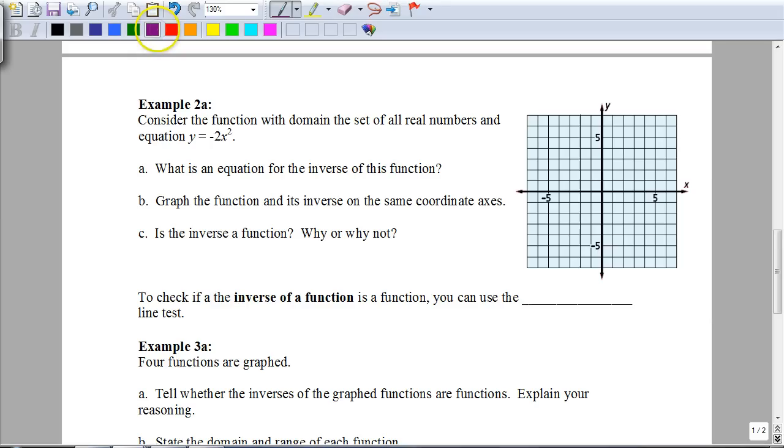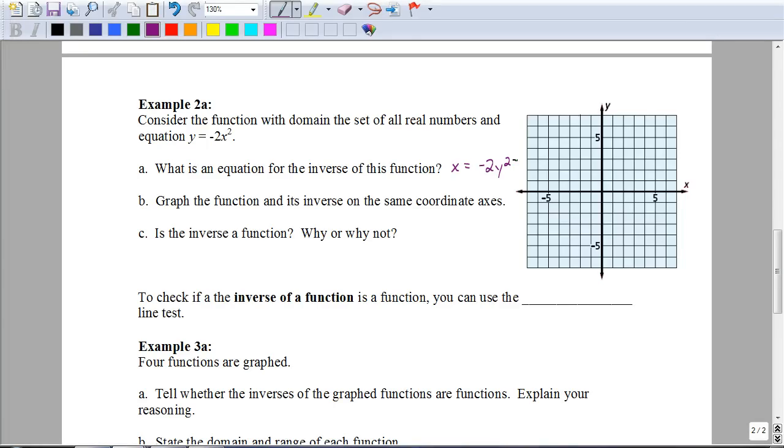Okay, so you should have done this. The original equation is y equals negative 2x squared. It says what is an equation for the inverse of this function? Well, all we have to do is switch the x and the y. We don't have to do anything else for these particular problems. So when we switch the x and the y, our inverse is going to be x equals negative 2y squared.